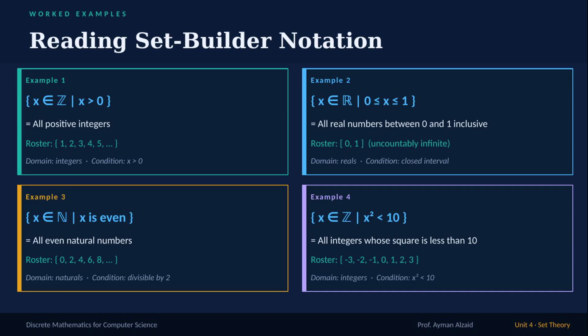Example 4. The set of x in the integers such that x squared is less than 10. Domain is integers. Condition, x squared must be less than 10. Test carefully. 3 squared equals 9, which is less than 10, passes. 4 squared equals 16, which is greater than 10, fails. Also test negatives. Negative 3 squared equals 9, passes. Negative 4 squared equals 16, fails. Roster form: negative 3, negative 2, negative 1, 0, 1, 2, 3.